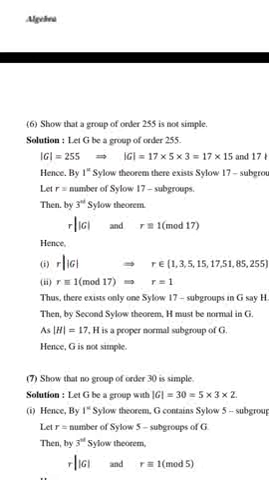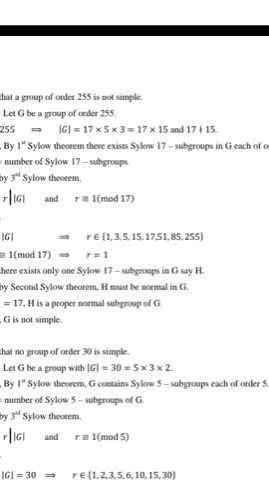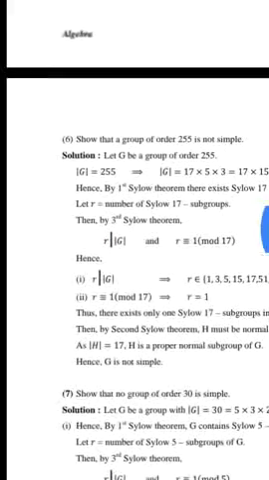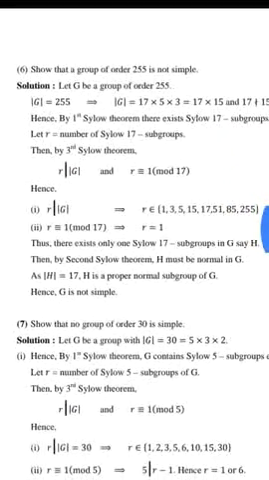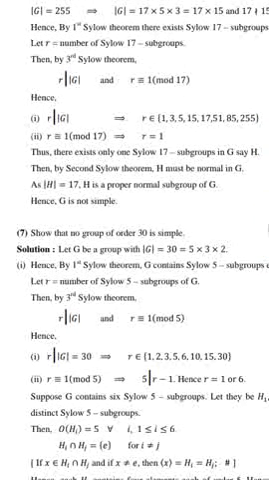Thus, there exists only one Sylow 17 subgroup in G, say H. Then by the second Sylow theorem, H must be normal in G. That is, the order of H is equal to 17. H is a proper normal subgroup of G. Hence, G is not simple.